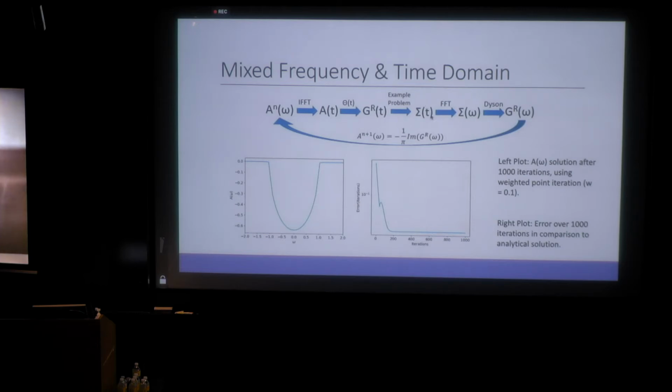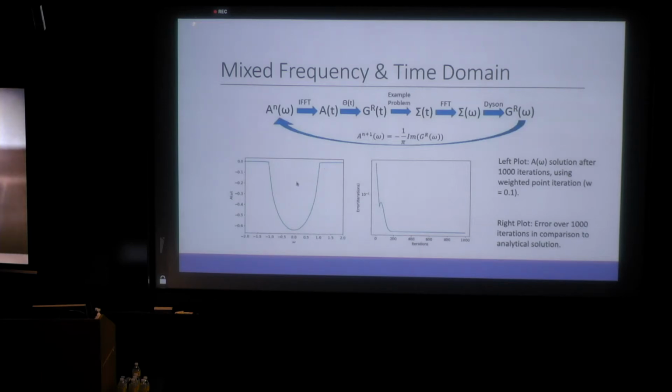And then we fast Fourier transform into the frequency domain, and then we solve the Dyson equation to get the Green's function in the frequency domain. And then we take the imaginary part of the Green's function in order to get the spectral function, and then we do this iteration process over and over until we get our desired spectral function.